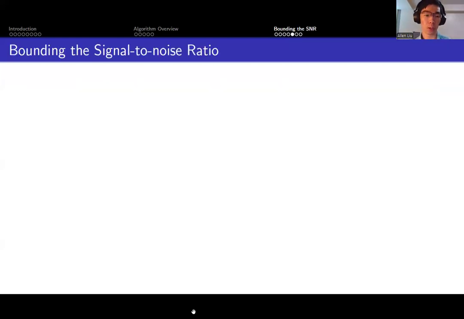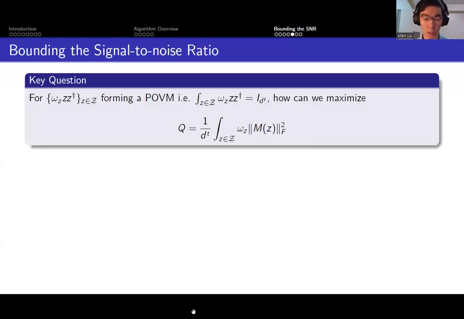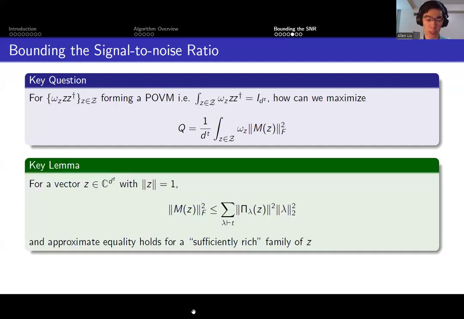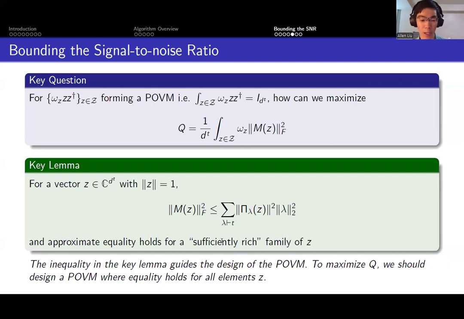So recall the question we want to understand is how to maximize the signal to noise ratio quantity. And we have this key lemma that upper bounds this Frobenius norm of M of Z squared as a function of the projection of Z onto the various Schur subspaces corresponding to these partitions. We know that approximate equality holds for a sufficiently rich family of Z. So we'll design a POVM where equality holds for all of the elements Z in our POVM. And via some representation theory, we'll show that we can actually construct such a POVM.